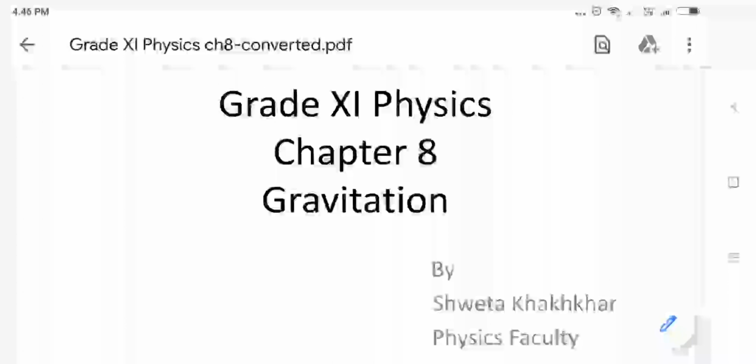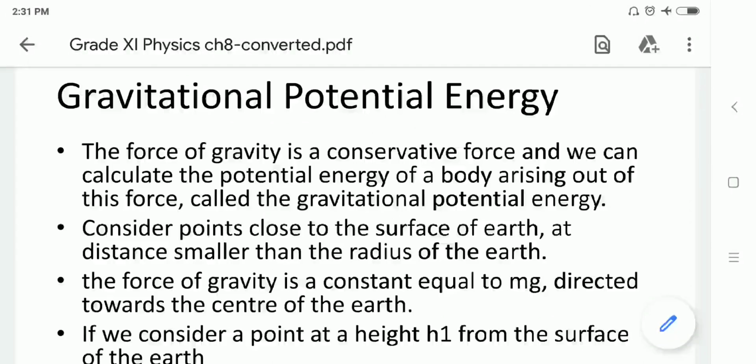Hello students, let us start our new session of chapter number 8, gravitation. Let us start with the new topic, gravitational potential energy. Here, the force available due to gravity is a conservative force and we can calculate its potential energy, that is known as gravitational potential energy.